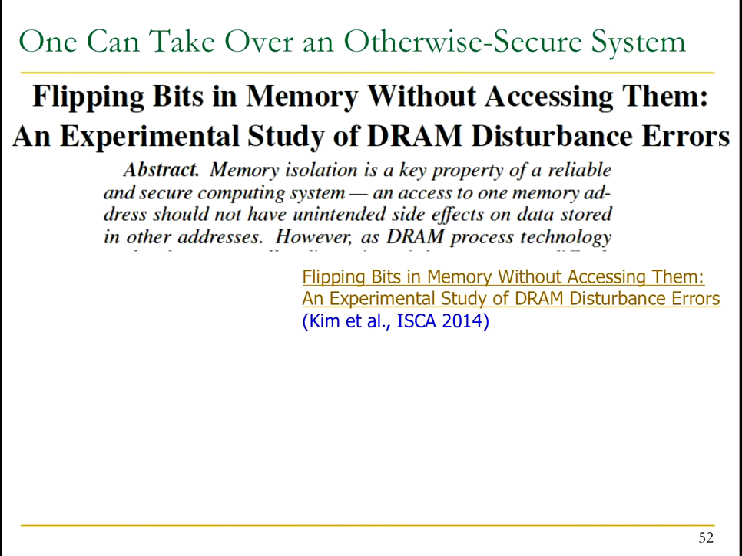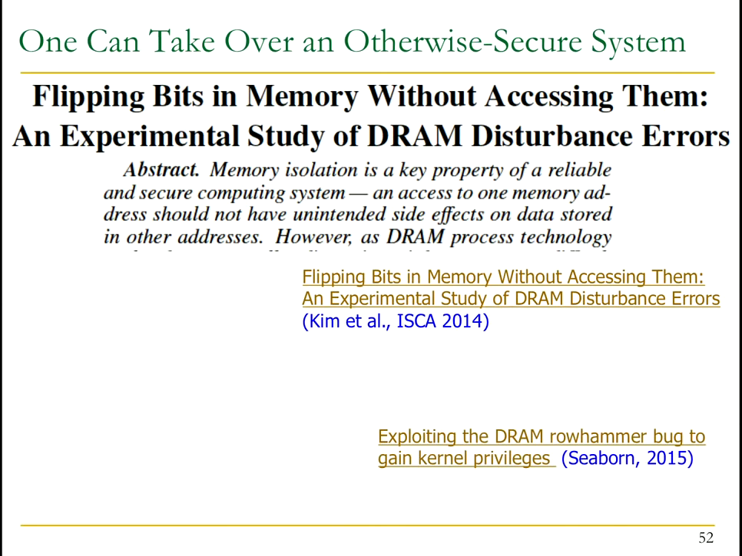But basically, when my students and I wrote this paper, we said in the first sentence, memory isolation is a key property of a reliable and secure computing system. And access to one memory address should not have unintended side effects on data stored in other addresses. And I think this is a very, very fundamental principle, actually. If you violate this principle, all hell breaks loose. And you can see that the hell broke loose.